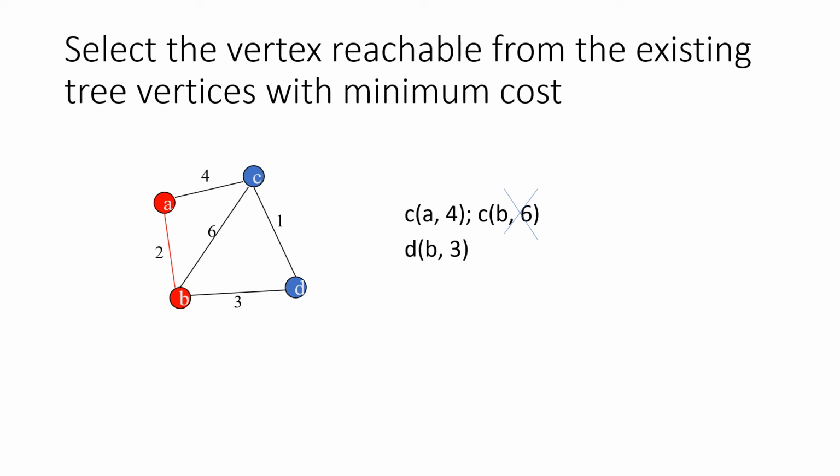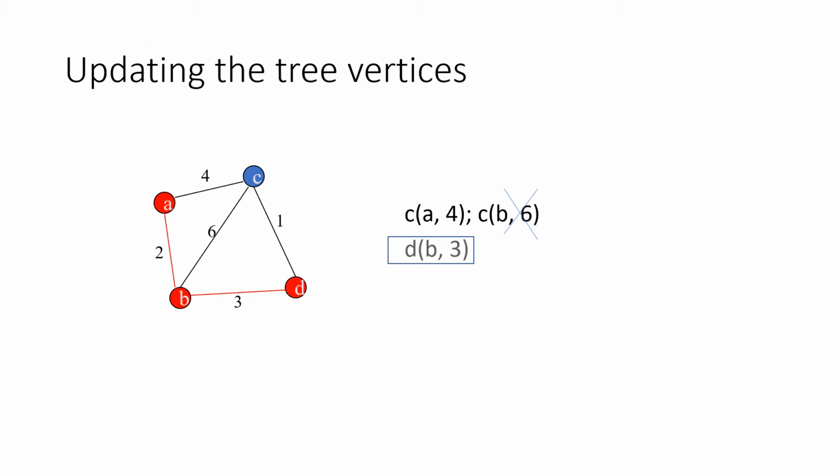So now among these two possibilities, we have to select one which has the minimum cost. That is, we have to select one of the vertices which can be reached with minimum value. So when we observe these two values, which one is minimum here? 3 is the minimum. So we go with D of B comma 3 next. Hence we add D to the tree vertices now.